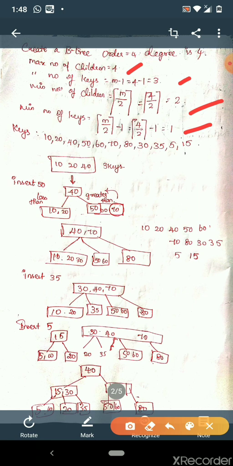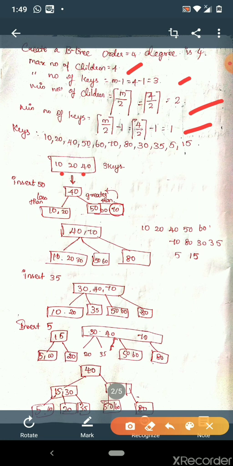So now we are going to insert keys. The keys are 10, 20, 40, 50, 60, 70, 80, 30, 35, 5, 15. First I'll insert 3 keys into a root node. So I'm taking 10, 20, 40. The node is full, so we are going to split it with 40 as the root node. Remember, always the left side of the root node should be lesser than the root node and the right side should be greater than the root node.